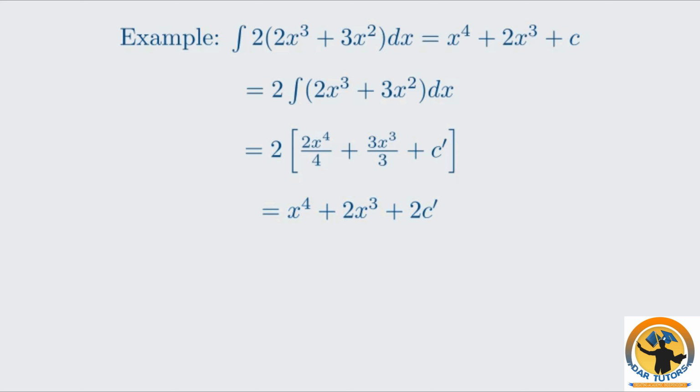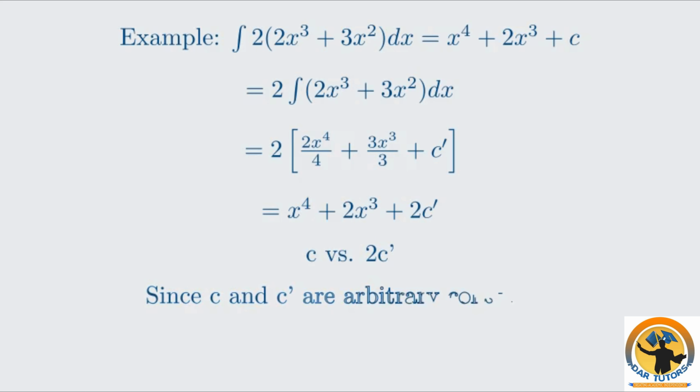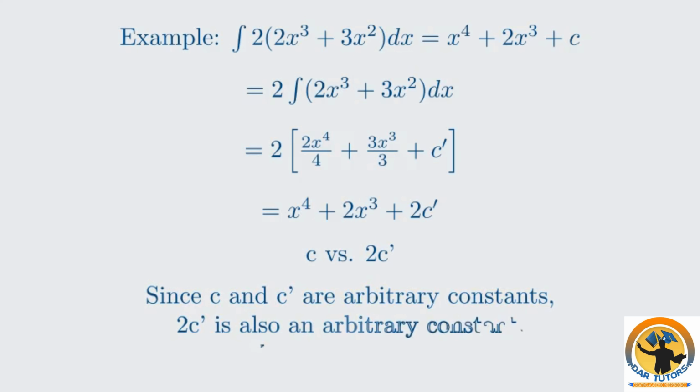Now compare this to our first answer. The variable parts are identical. The only difference is the constant term. In the first case, we have c. In the second case, we have 2c prime. Since c and c prime are both arbitrary constants, 2c prime is also just an arbitrary constant. We can simply rename it c. This is why we don't need to worry about constants multiplying the constant of integration. We can always absorb them into a single, new arbitrary constant c.